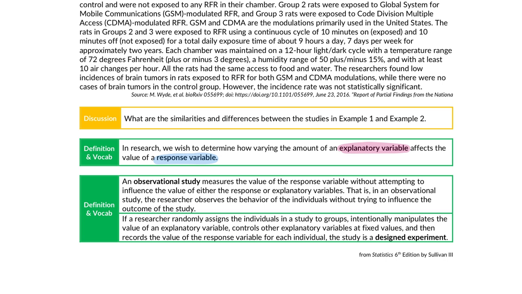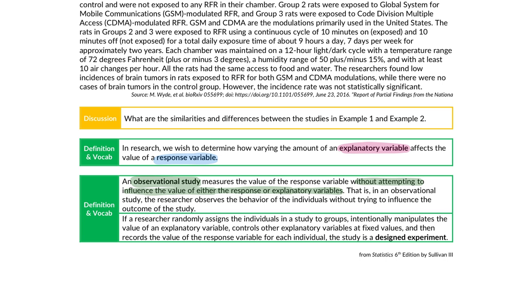Versus the response variable, what we're looking to see if there is some sort of change in. The major difference here is that one of them is called an observational study. An observational study measures the value of that response variable without attempting to influence the value of either the response or explanatory variables. That is, in an observational study, the researcher observes the behavior of the individuals without trying to influence the outcome of the study. Which one of these two was an observational study? The first one, we just observed what was happening.